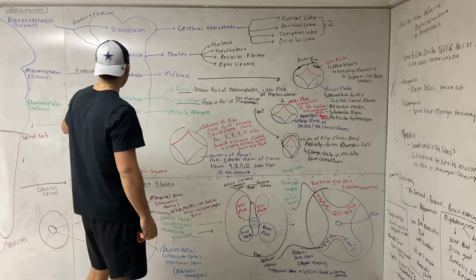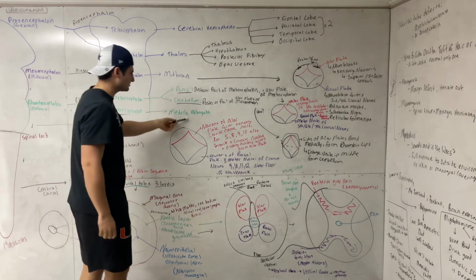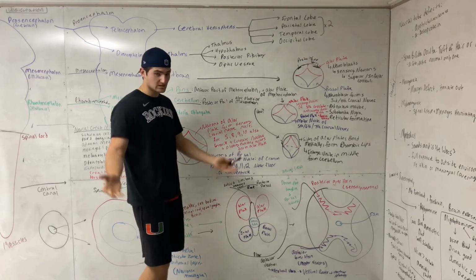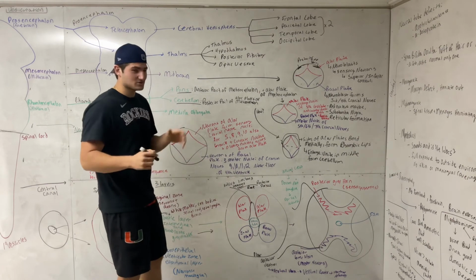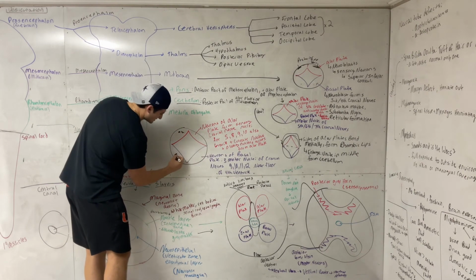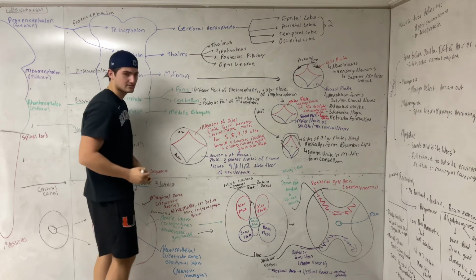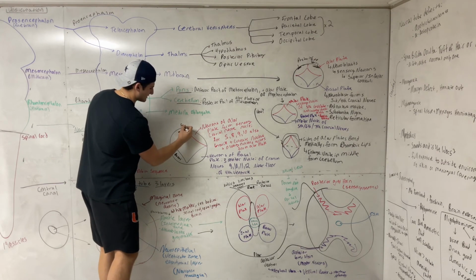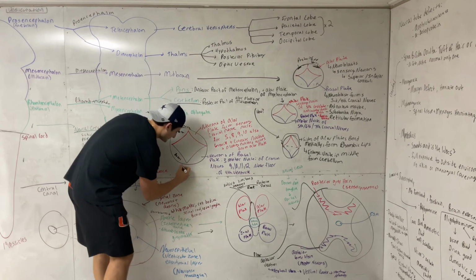Here we go. Myelencephalon forms the medulla oblongata. Not bad. Unfortunately, got another diamond, so you know it's alar, and what's on the bottom? Basal. That's fine, not too bad. We know what alar is. We know alar is sensory. We know basal is motor.